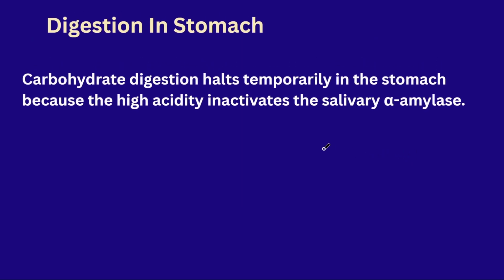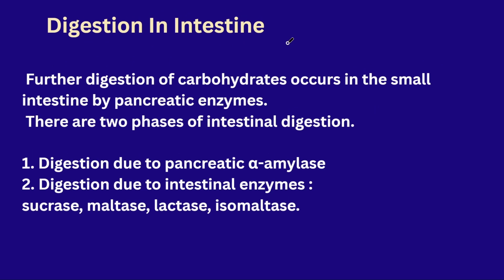If we have to understand the digestion in the stomach, no digestion of carbohydrates occurs in the stomach, but here the carbohydrates will react with the highly acidic HCl in our stomach. So the salivary amylase will be inactivated in the acidic medium of the stomach. Next, we will understand the digestion in the intestine. The carbohydrates are again reaching the intestine. Our food will move from the mouth to the stomach and to the intestine.